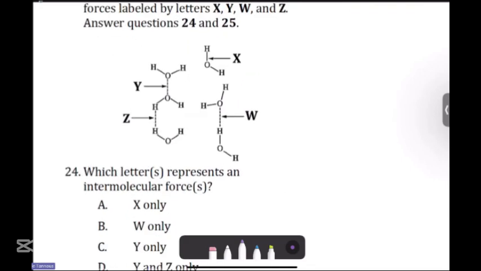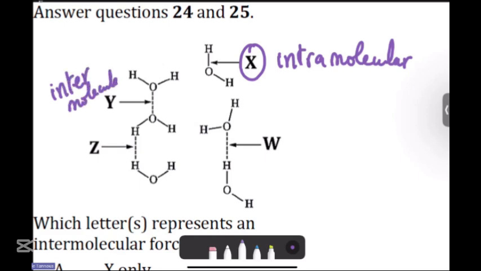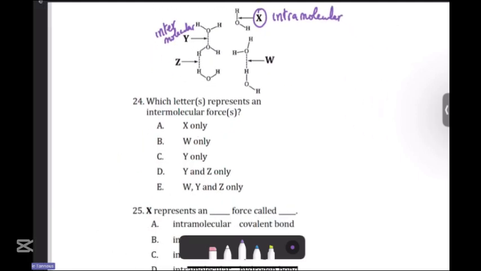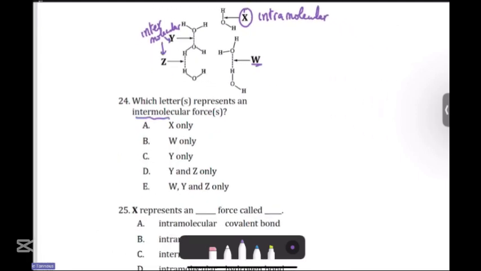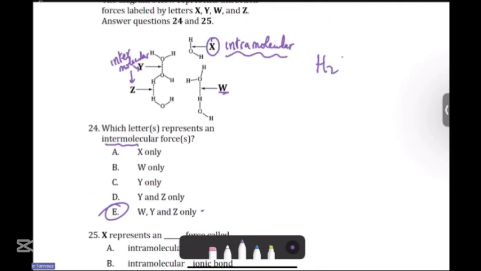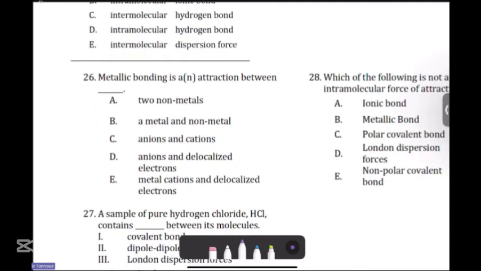Moving on. Look at this compound. This is intramolecular force, in the molecule itself, whereas this one is intermolecular force, same as well the Z and the W. So intermolecular forces are Y, Z, and W. X is an intramolecular force in a compound of H2O, which is covalent. So that's a covalent bond, intramolecular.